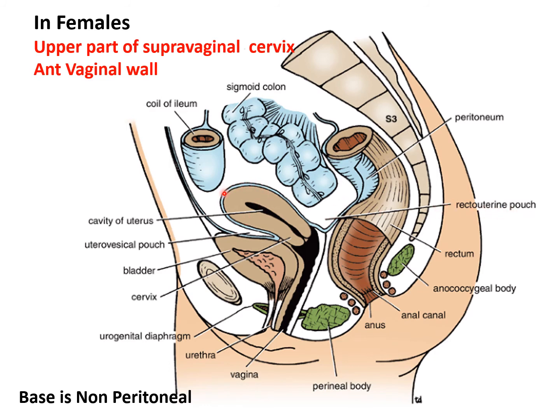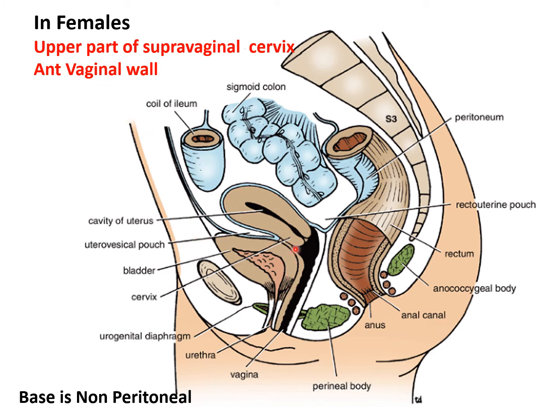It moves on to the anterior surface of the uterus, and at the level of the internal os, where the uterine body becomes continuous with the cervix, it moves on to the superior surface of the urinary bladder. It covers the superior surface of the urinary bladder and thereafter moves on to the anterior abdominal wall. So the base in females is non-peritoneal. It is not covered by peritoneum. The upper surface is not covered by peritoneum like in males.